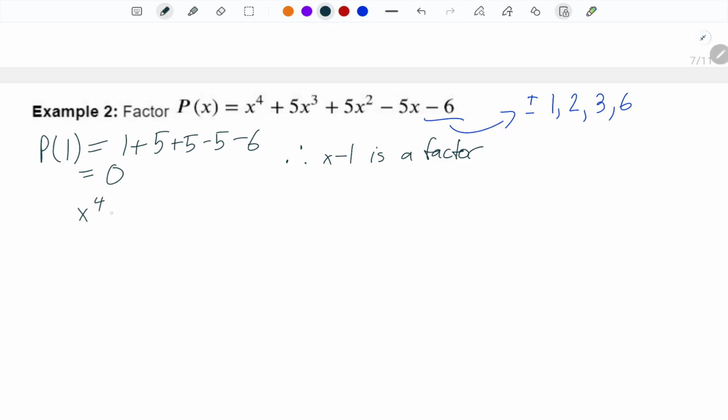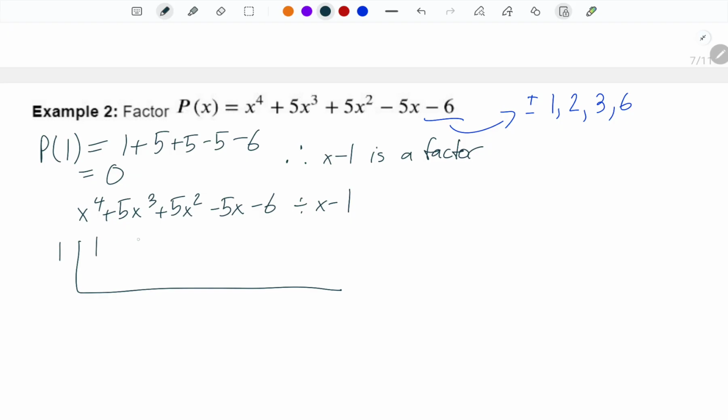So we're going to do x to the 4th plus 5x cubed plus 5x squared minus 5x minus 6 divided by x minus 1. Okay. So we can do long division or synthetic division. Again, I'll choose to do synthetic division just to keep things a little bit more efficient. But again, feel free to use long division if that's what you're more comfortable with. Okay, so for synthetic division, write in your coefficients.